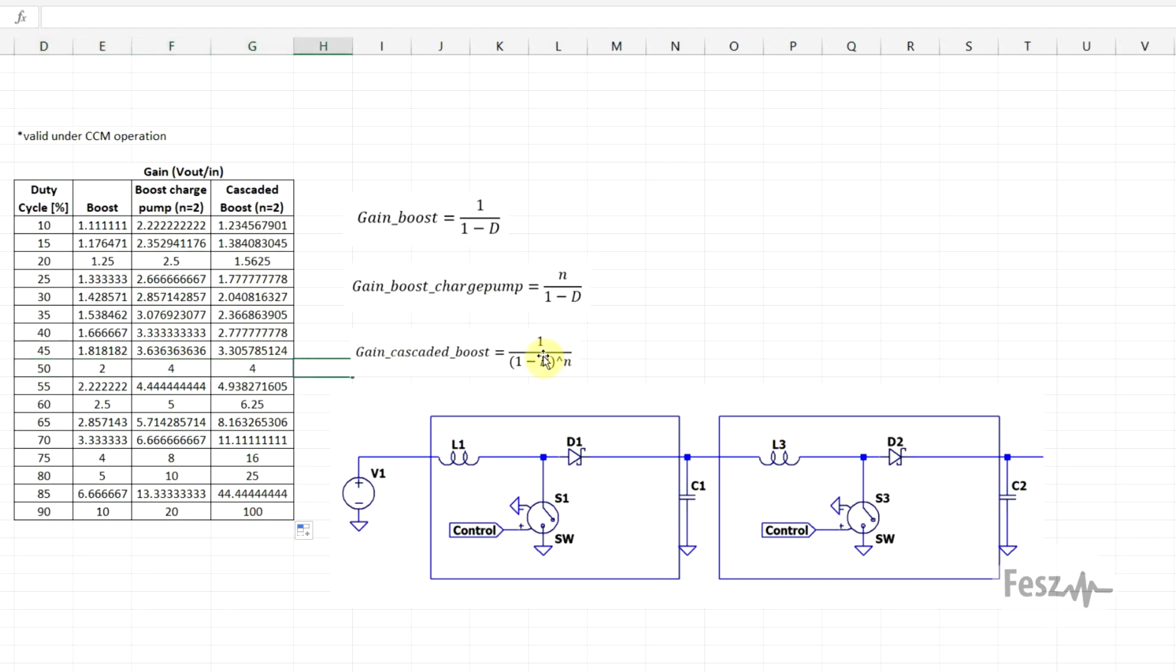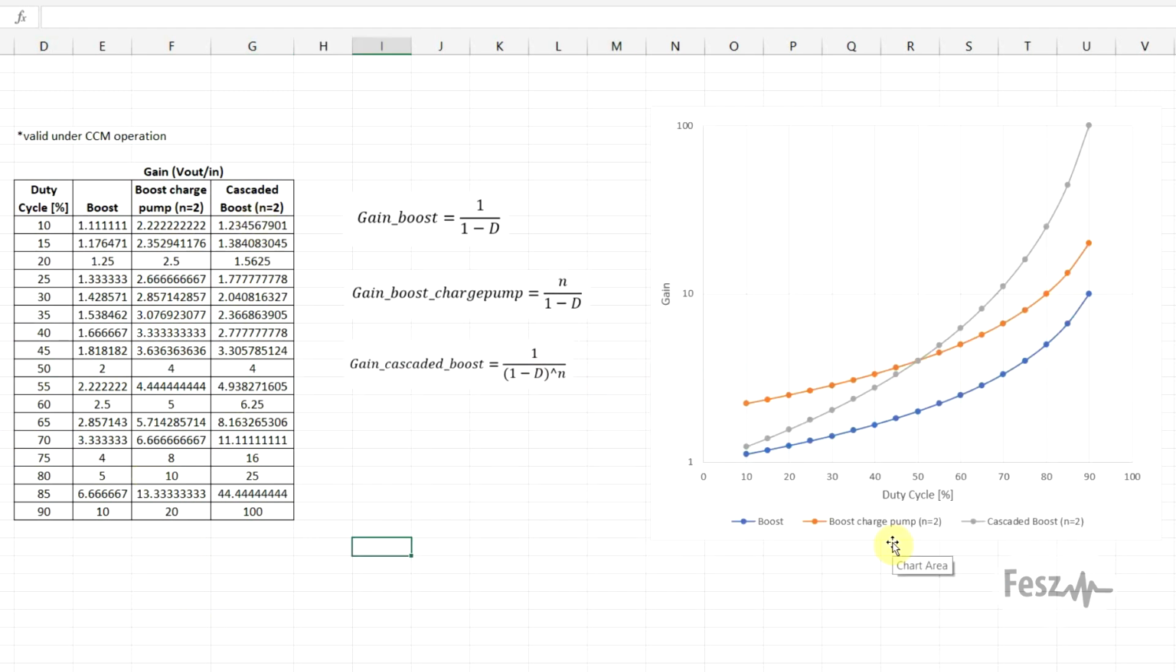Finally, looking at the formula, here N represents the number of cascaded circuits. Now, to look at the values, we can get a nicer look if we plot these on a logarithmic scale. So here, it becomes a bit more clear that both topologies, the boost charge pump and the cascaded boost, have larger gain compared to the normal boost converter, but the exact slope and the gain is different. So finally, let's now confirm this behavior in the circuit simulator.